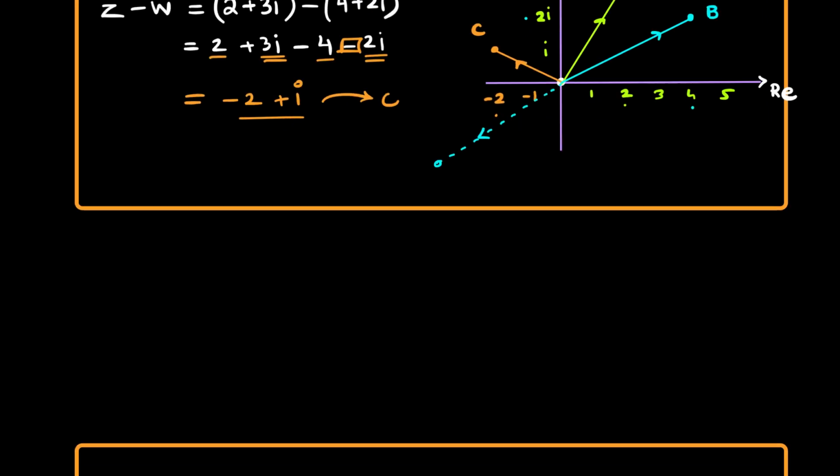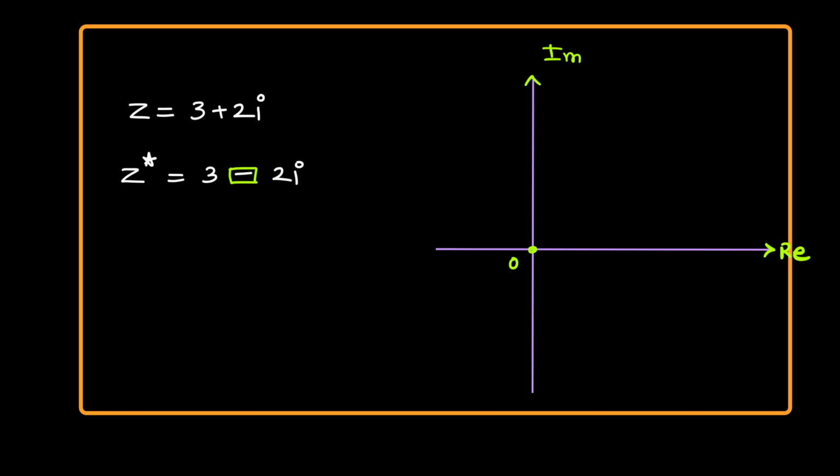Now let's move to another grid. This time I'm writing a complex number Z as 3 plus 2i. And we know that the conjugate of Z is 3 minus 2i. The sign of the imaginary number changes. Now let's plot on the Argand diagram. I have labeled the x-axis as real, y-axis as imaginary. This is the origin. This point I'm labeling as A, and this point I'm labeling as B.